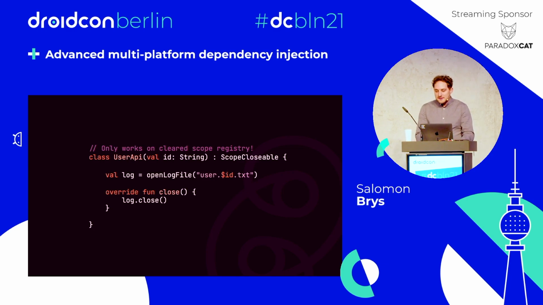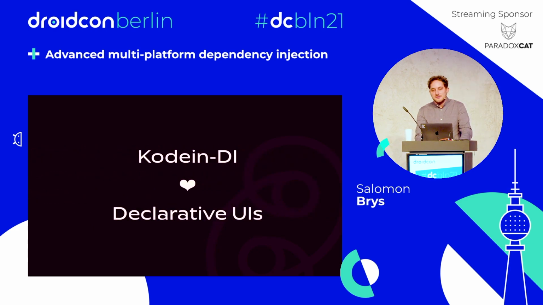So that's it for scope. Let's talk about declarative UI, because there's this new hot stuff. There's Jetpack Compose, there's SwiftUI, and Kodein-DI loves declarative UI.